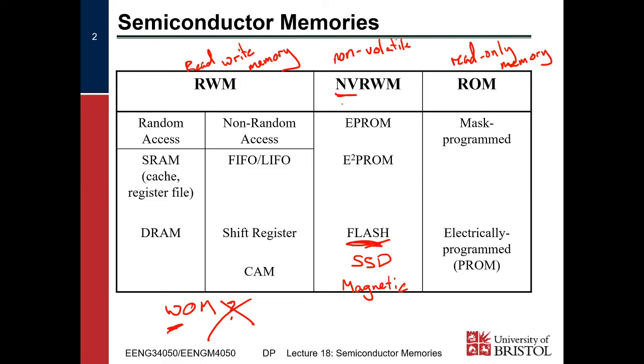So we've got these three forms. Under read-write memory, we have two forms, random access and non-random access. Random access means that if you've got a block of memory here, you can access any point in the memory in any order as you like. Whereas with non-random access, there is a specific access pattern that you have to follow when you read it.